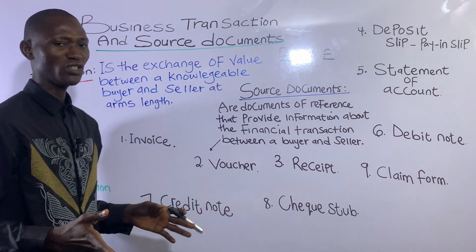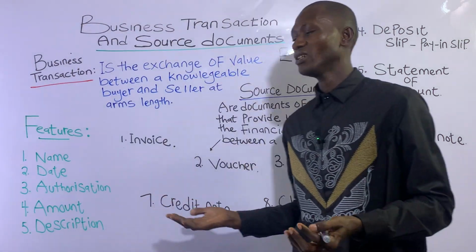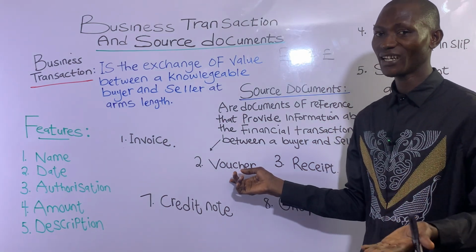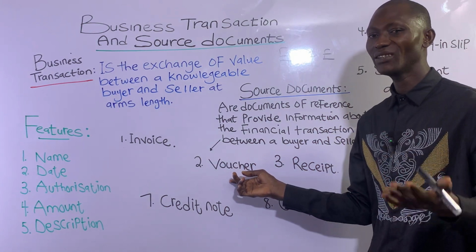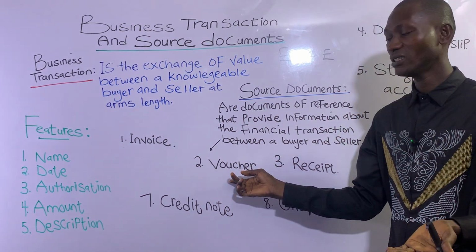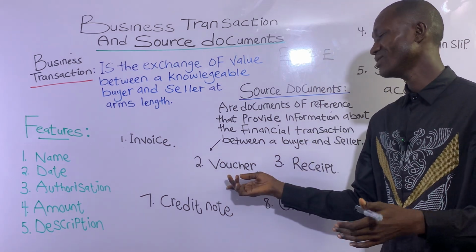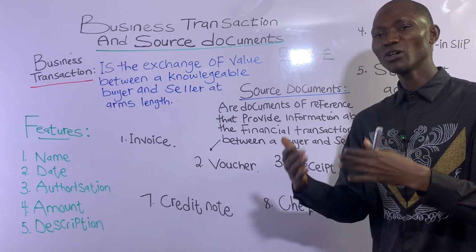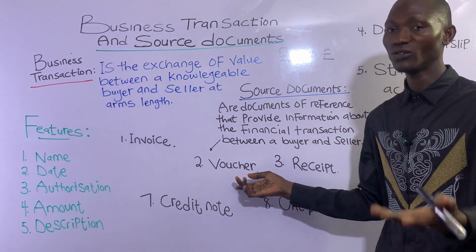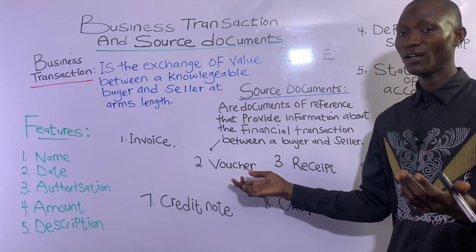So some of the information you will likely find on a voucher are the person authorizing the voucher, that's the petty cashier. Then the purpose of spending the money, that means what the money is to be spent on. Then the name of the bank on which the voucher will be drawn, and other information will be contained in a voucher.